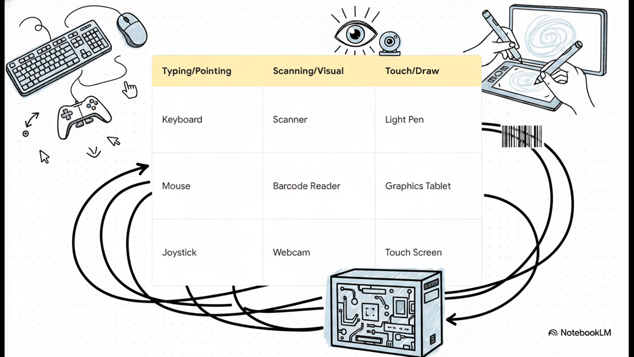We have typing and pointing tools, ranging from your standard mouse to a complex gaming joystick. Then we have scanning and visual tools, like webcams, or think of a salesperson scanning your groceries at the mall with a barcode reader. Finally, we have touch and draw devices, things like graphics tablets for artists, or even light pens that let you write directly on a screen. Every single one of these exists for one purpose: to feed raw data into the machine.